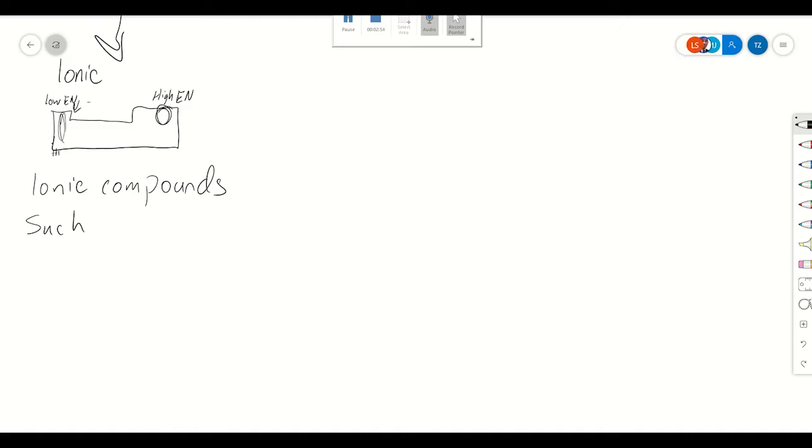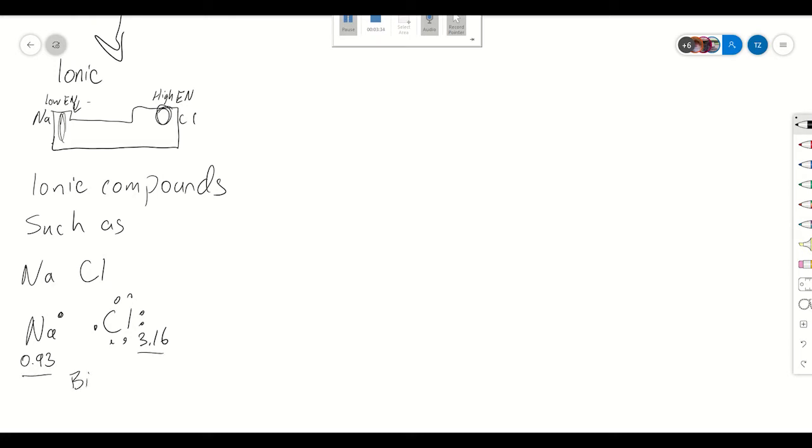Such as sodium chloride. Because sodium over here, chlorine over here. Big difference, you get an ionic compound. If we look at sodium by itself, it has one lone electron on the outside. Look at chlorine on the other side. It has 7 electrons on the outside. And chlorine has an electronegativity of 3.16, and sodium has one of 0.93. That's a big difference.